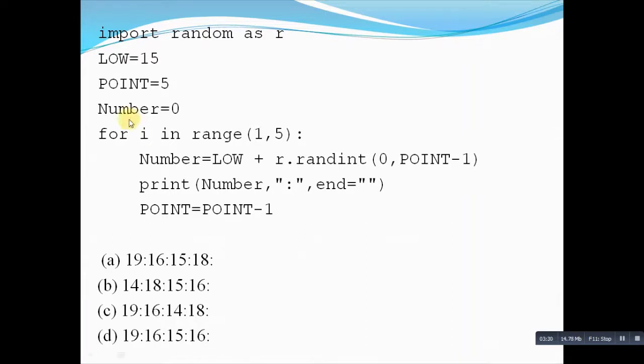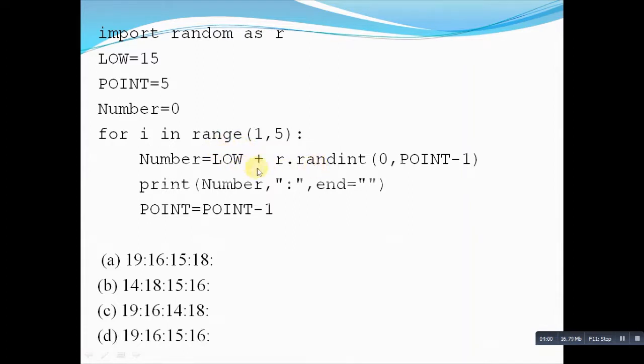So how to find it? 4 possible options are there. You can see what the possible options are. For I in range 1 to 5: what is the initial value of I here? The initial value of I is 1, and the final value will be extended up to 4. Number equal to low plus, what is the value of low? Low is 15, so the value of low is 15 here.